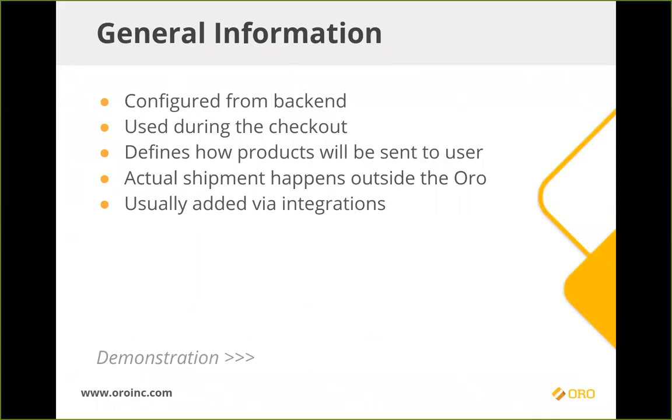And let's start from general information. Again, like payment methods, shipping methods are also configured from the backend, are also used during the checkout, and define how the product will be sent to the user. Let me remind you that actual shipping is happening outside of Oro, at least out of the box. You as a developer, of course, may add a shipment module or shipment handling to Oro, but we don't have it out of the box. And again, like payment methods, shipping methods are also added via the integration.